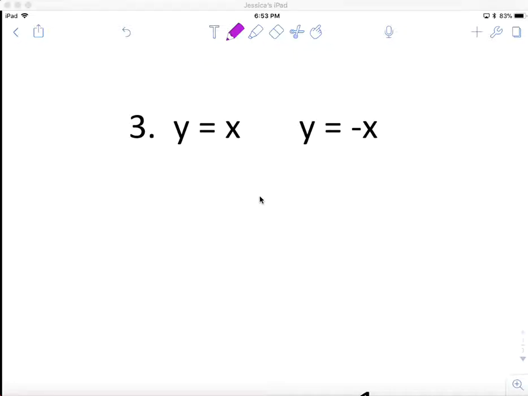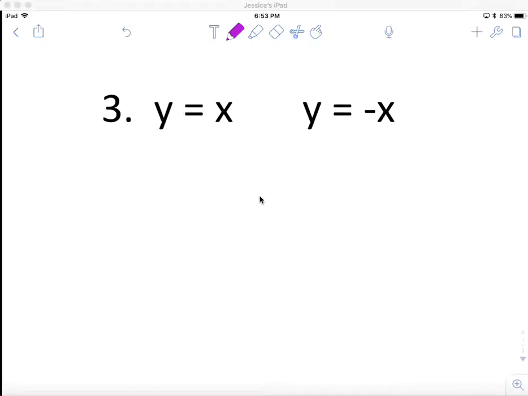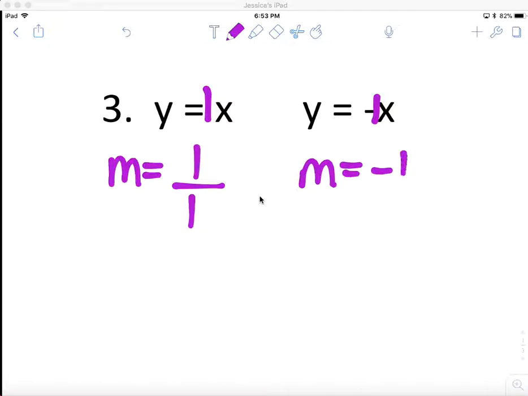On number 3, whenever you just have x, that means there is an imaginary 1 there. So my slope of the first equation is 1, which is the same thing as 1/1. For my second equation, it's very similar, but there is a -1 in front. So the slope of the second one is -1, which is the same thing as -1/1. If you think about this, these are opposite reciprocal. If I flip 1/1, I'm going to get 1/1. And they are opposite because one's positive and one's negative. That means these are perpendicular.